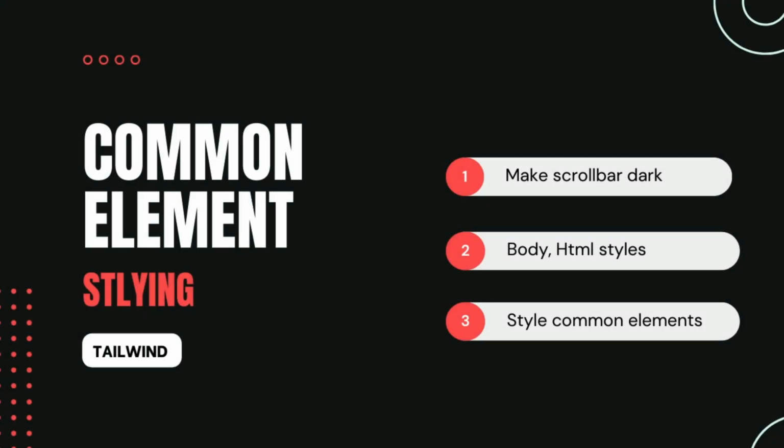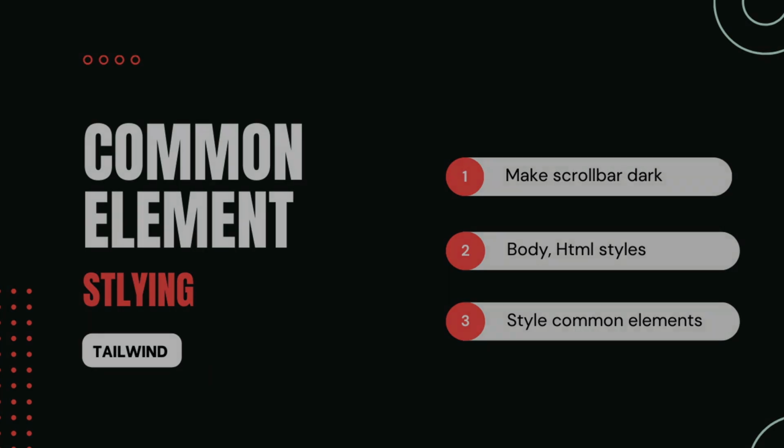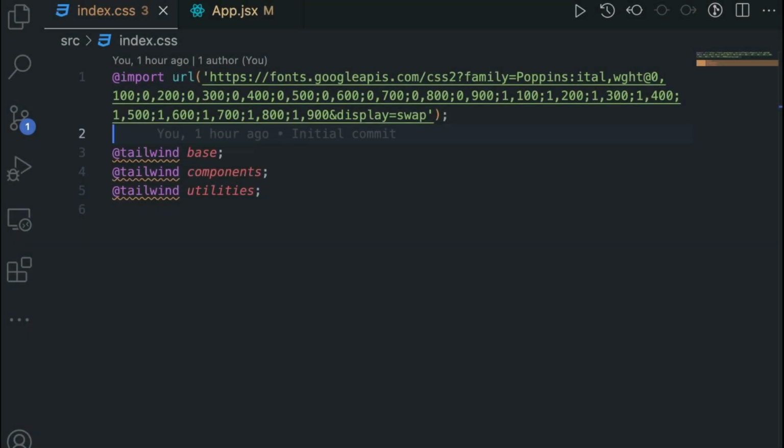In this lesson, we will be enhancing our project by adding common element styles using custom CSS and Tailwind. In this section, we are going to continue customizing the styles for our project. We have already set up the Google Fonts and Tailwind imports, so let's dive right into the custom styles.